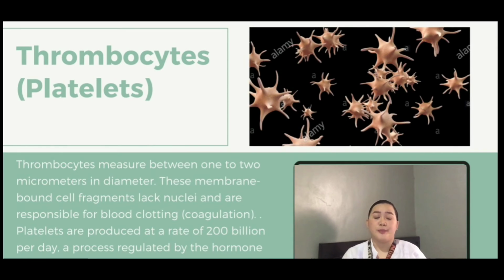The thrombocytes or platelets measure about 1 to 2 micrometers in diameter. These membrane-bound cell fragments lack nuclei and are responsible for blood clotting or coagulation. They result from the fragmentation of large cells called megakaryocytes, which are derived from the stem cells in the bone marrow. Platelets are produced at a rate of 200 billion per day, a process regulated by the hormone thrombopoietin, and platelets contain mitochondrial DNA but no nuclear DNA.